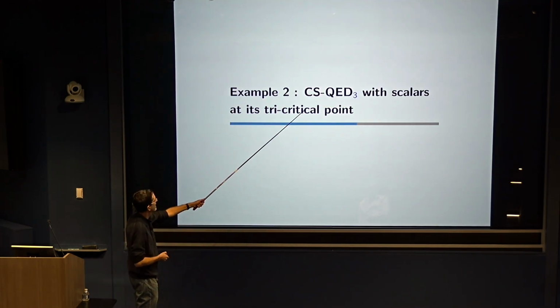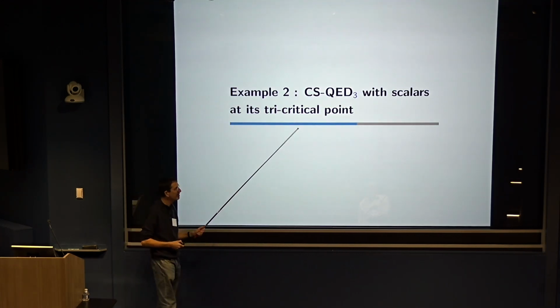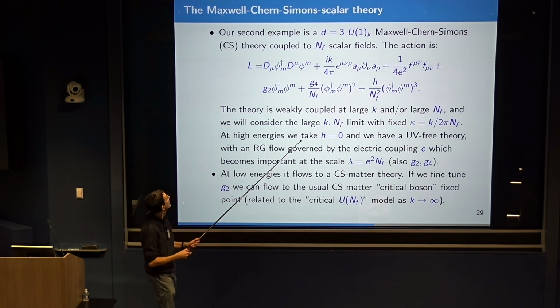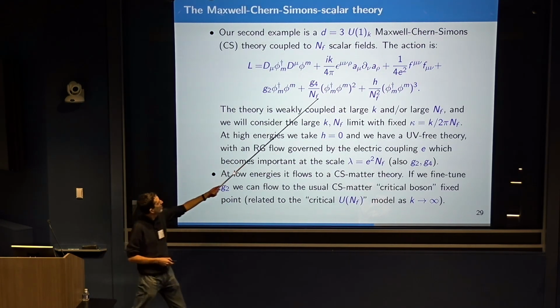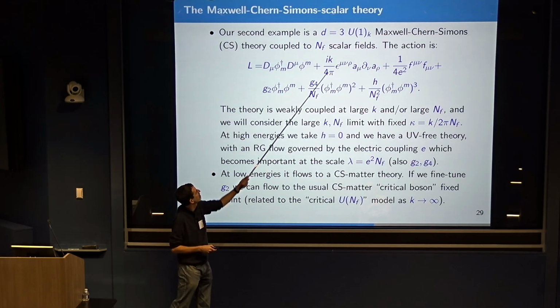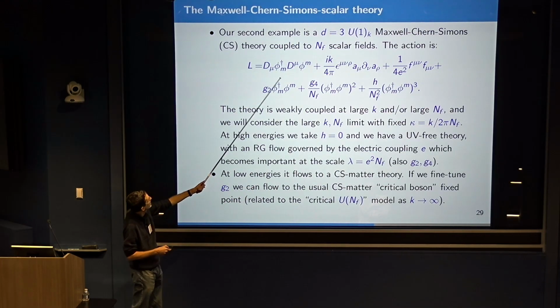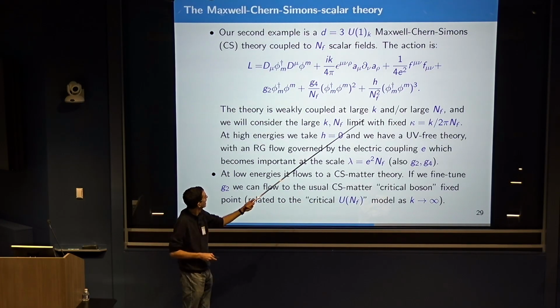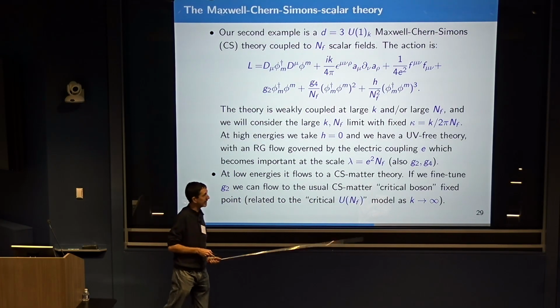Okay, so for my second example, I'll discuss a completely different theory, just QED in 2+1 dimensions with a Chern-Simons term. So we have a Maxwell term, we have a Chern-Simons term with some level k, and then we'll couple that to just NF scalar fields. And then in general, we could have any phi squared, phi to the fourth, and phi to the sixth couplings.